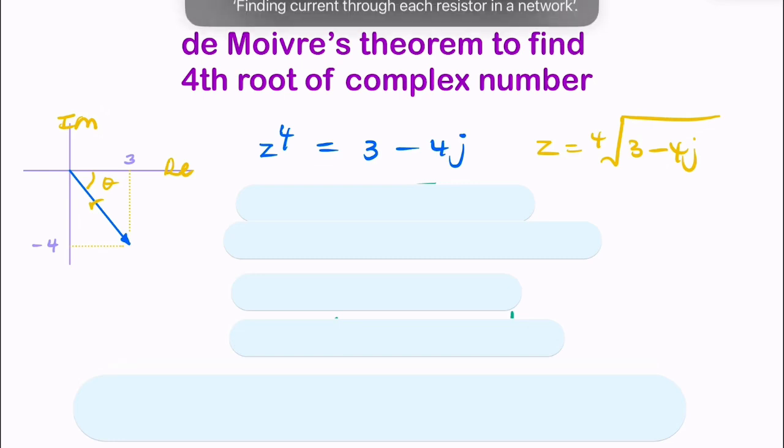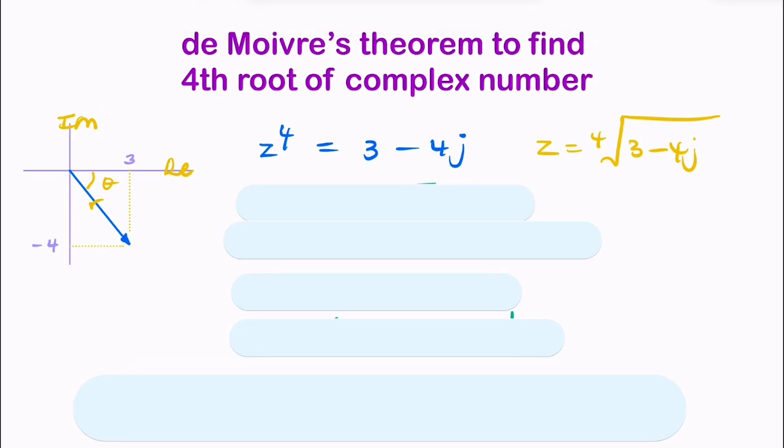Now, strictly speaking, the angle in polar form is measured anti-clockwise. So this angle would have to be negative. So whatever we got here would need to be reported as negative theta.